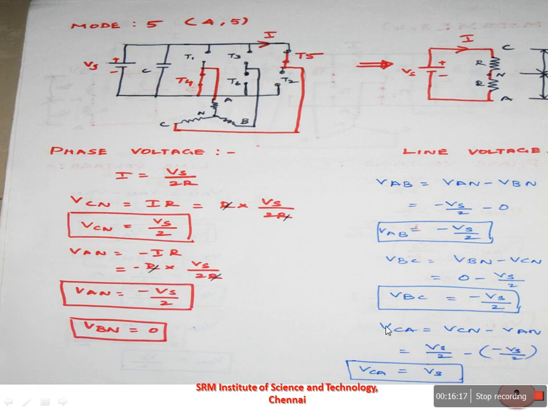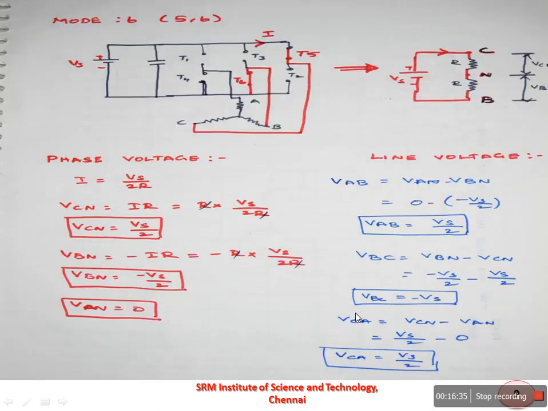Similarly, we can find out VCA. The VCA is equal to VCN minus VAN. We can substitute the value of VCN here as Vs by 2 minus VAN, which is minus Vs by 2. If we solve this, we will get VCA is equal to Vs. Now coming to mode 6.